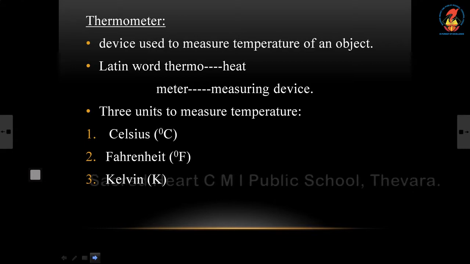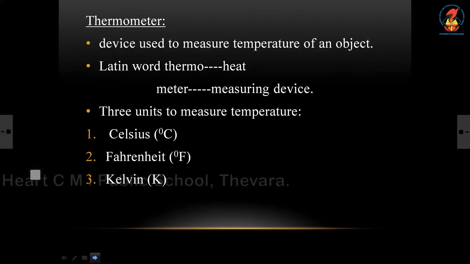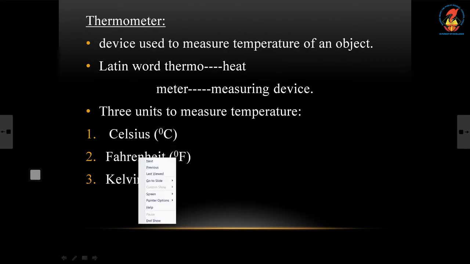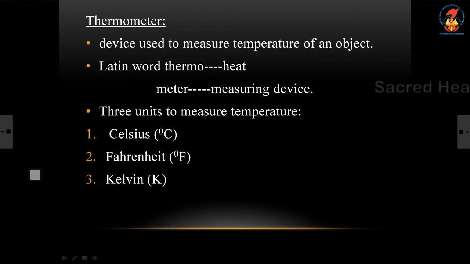Now different units or different scales are there to measure the temperature. First one is the Celsius scale, degree Celsius. Second one is the Fahrenheit scale, degree F. Then the third one is the Kelvin scale or K.